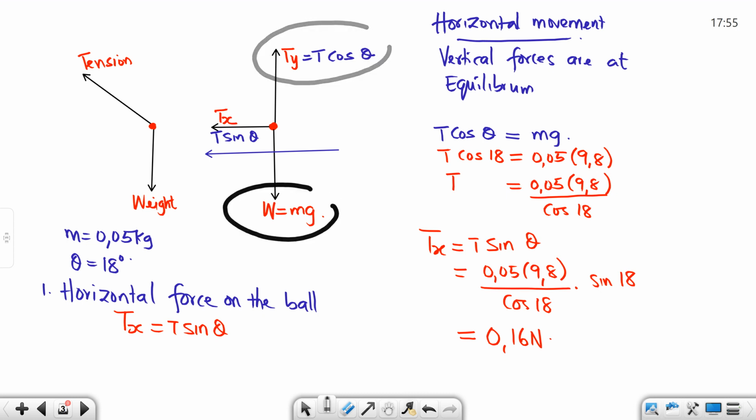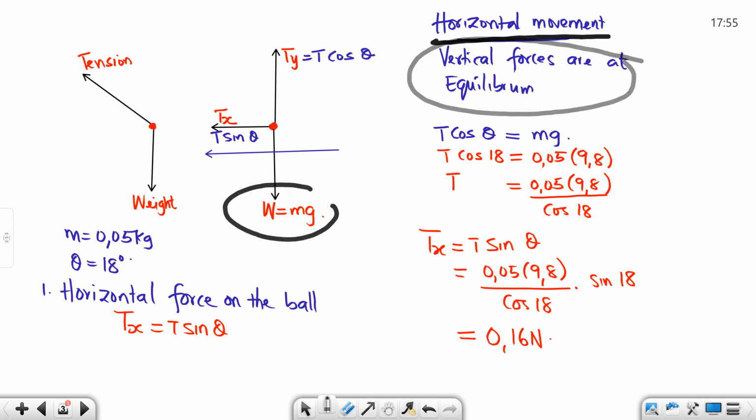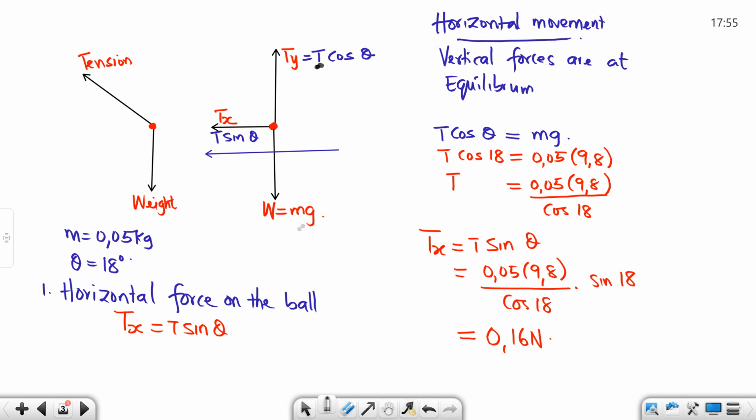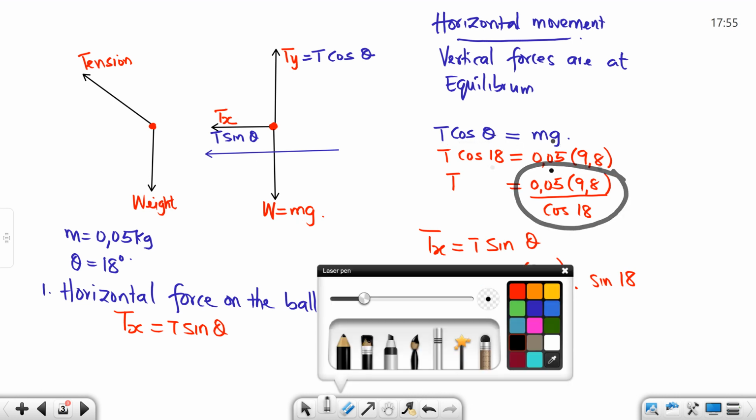Why? The object is moving horizontally. The vertical forces are at equilibrium. So we equate these two. These two are equal, T cos theta and mg. So T cos theta equals mg. And I know my angle, 18. I know my mass. Divide both sides by cos 18. This is tension. The reason I'm leaving it like this is because I don't want to round off. All right? So this is T.